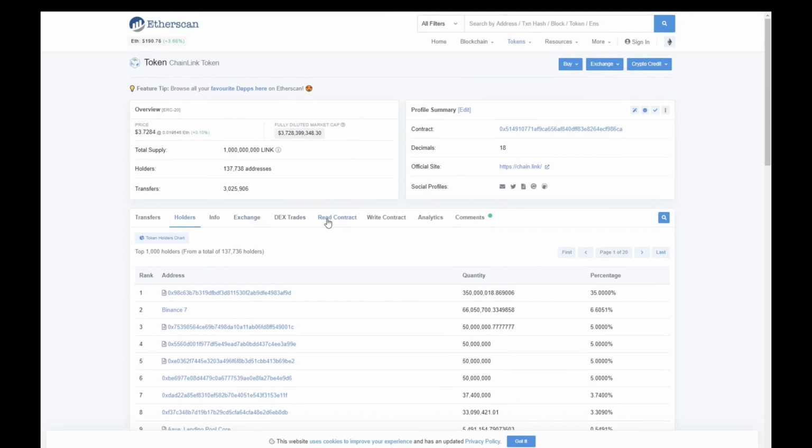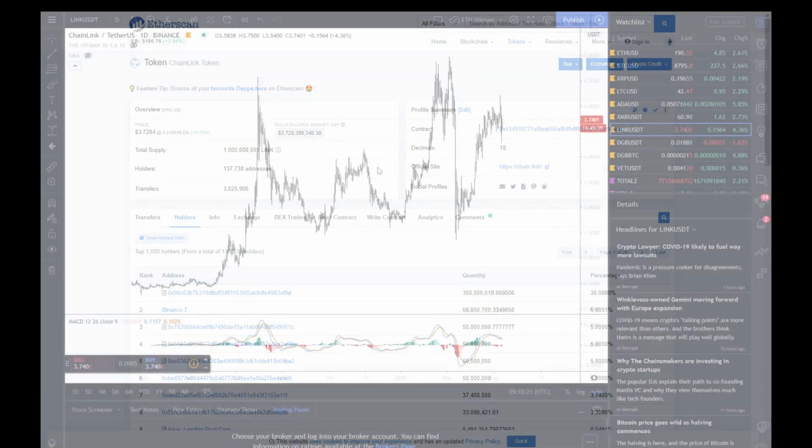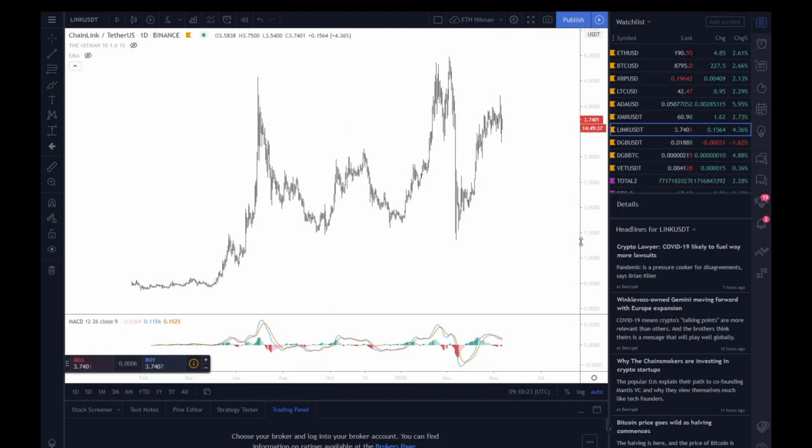Further info: if you need to find the contract details, if you're going to add them to, for example, Ledger Engine or your MyEtherWallet, you can find the contract details there and the decimal places. So let's have a look at some charts over on TradingView.